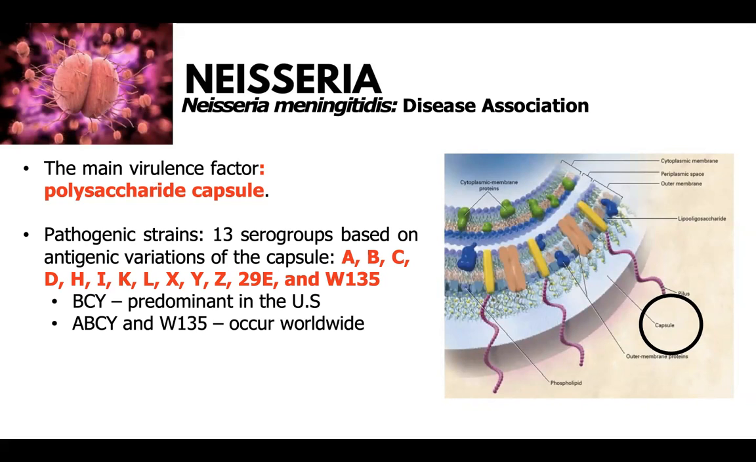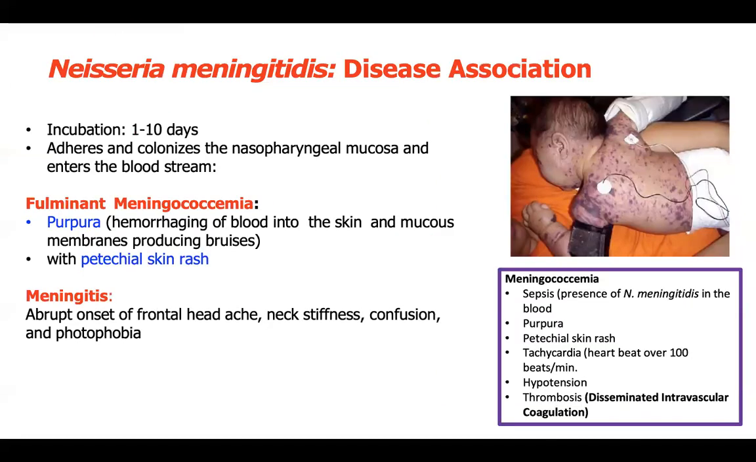Now, there are several pathogenic strains of Neisseria meningitidis. There are actually 13 serogroups, no? A, B, C, D, H, I, K, L, X, Y, Z, 29E and W135. Okay, B, C, Y are predominant in the US, while A, B, C, Y, and W135 occur worldwide. Okay, now disease association. Incubation period is 1 to 10 days, again, relatively short, no? It adheres and colonizes in the nasopharyngeal mucosa, and from there, the organism can enter the bloodstream.